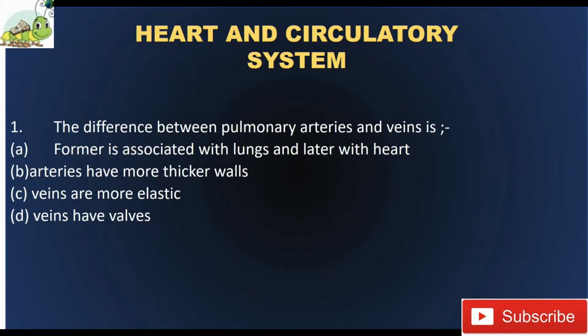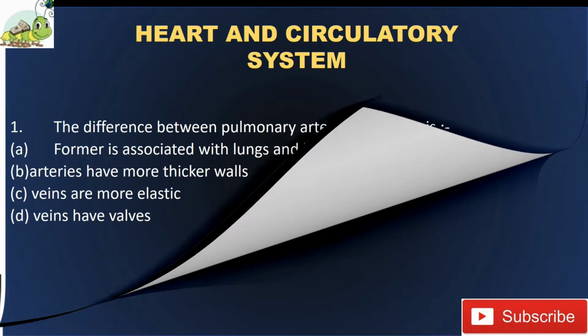Question number 1. The difference between pulmonary arteries and veins is: the former is associated with lungs and the latter with the heart; arteries have thicker walls; veins are more elastic; veins have valves.